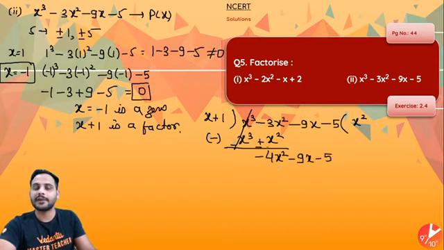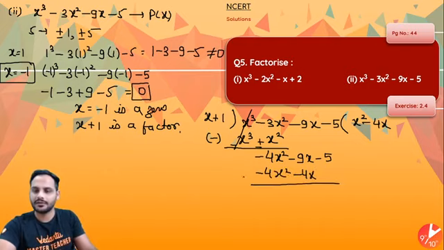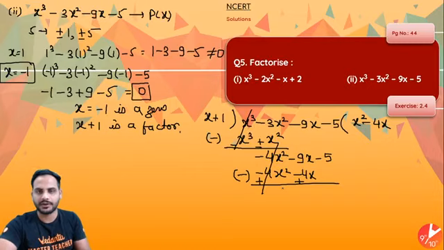Now I will create minus 4x square from x. What should I multiply? X into minus 4x, right? So minus 4x into x is minus 4x square. Minus 4x into 1 is minus 4x. Subtract it, plus, plus. This part again got cancelled. Minus 9x plus 4x is minus 5x minus 5.